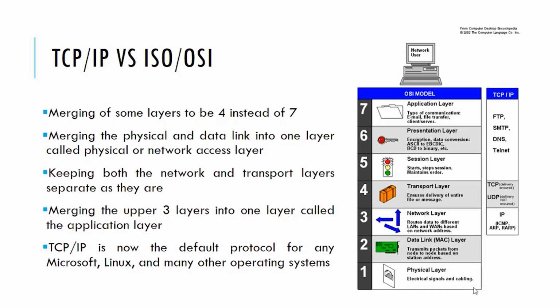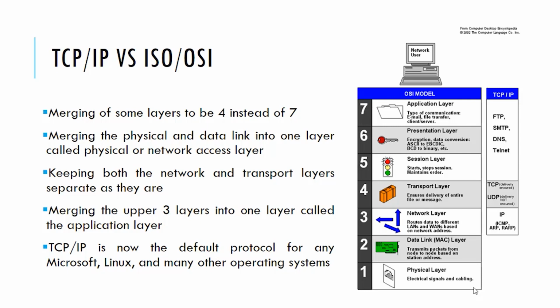So let's say this again. This mapping between the ISO OSI and the TCP/IP is done through merging some layers to be 4 in the TCP/IP model instead of 7 in the ISO OSI model. This is done by merging the physical and data link, keeping both the network and transport layers, and merging the upper 3 layers into one layer called the application layer.